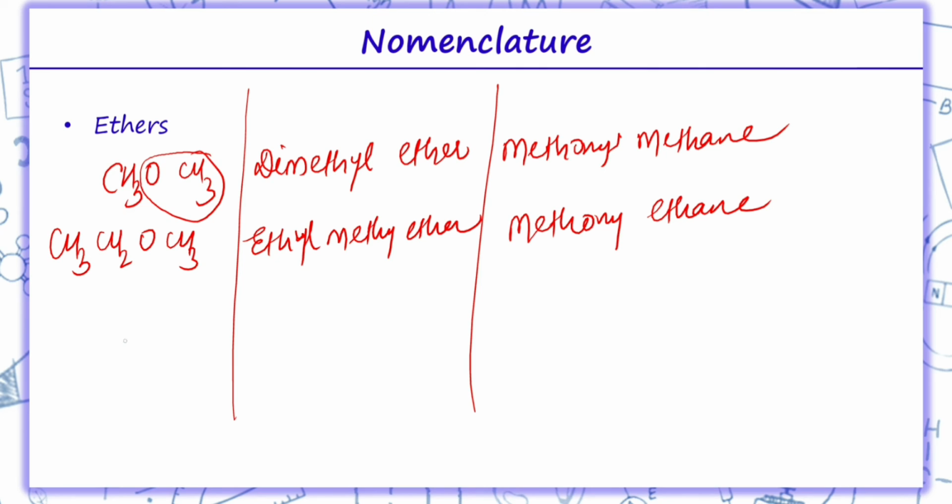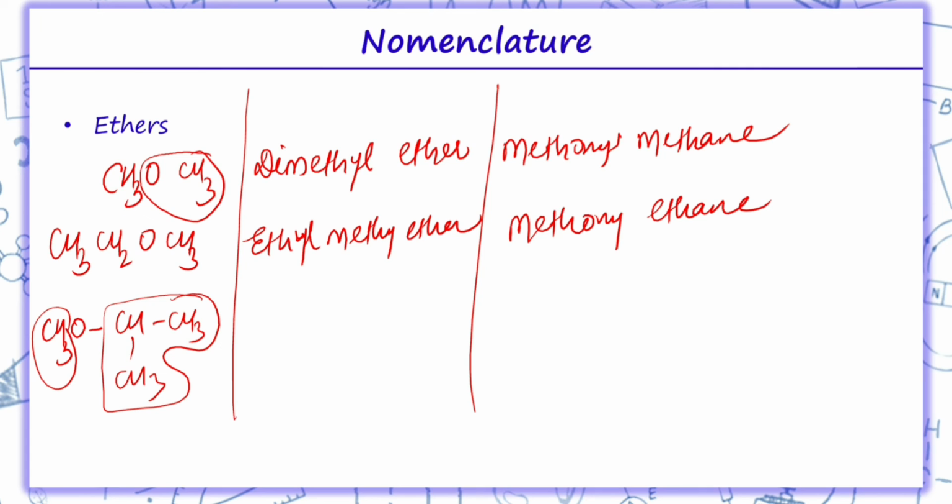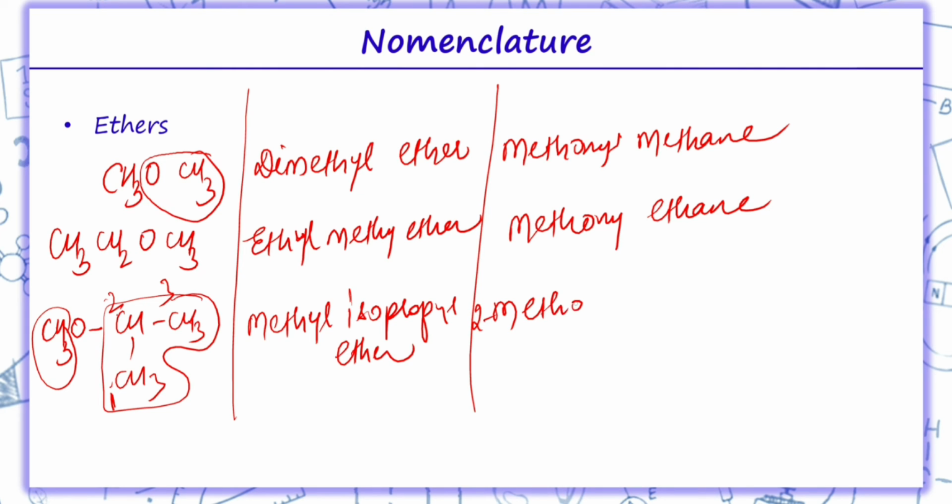Like we have CH3O-CH(CH3)CH3. Now what is this? Isopropyl. This is a methyl group. So we will write methyl isopropyl ether, and for the IUPAC name we select the longest carbon chain, 1, 2, 3. On carbon 2 there is a methoxy group. So 2-methoxypropane. So this is how nomenclature of ethers is done.